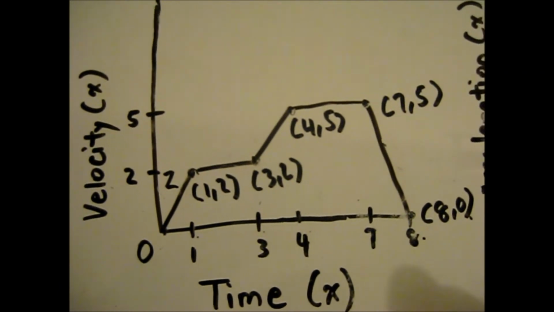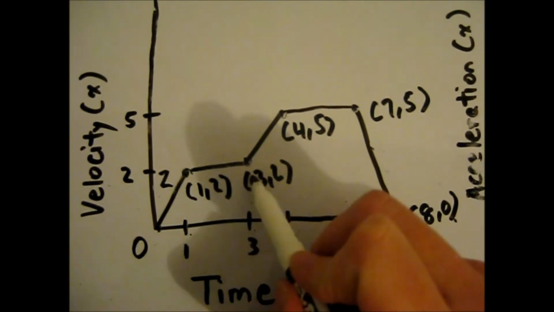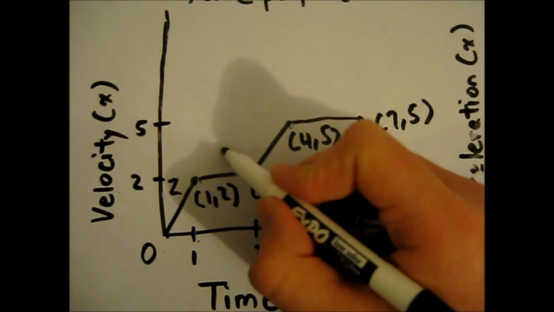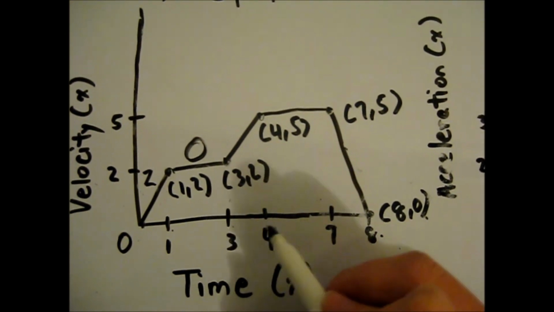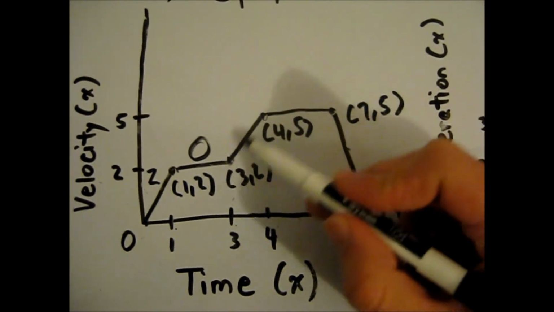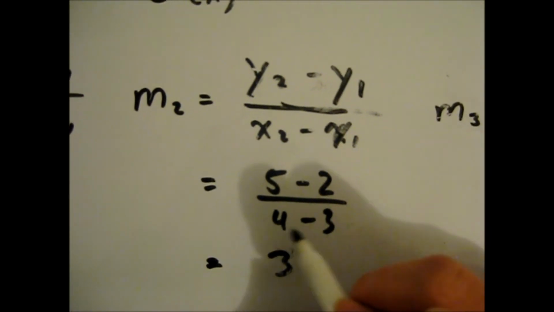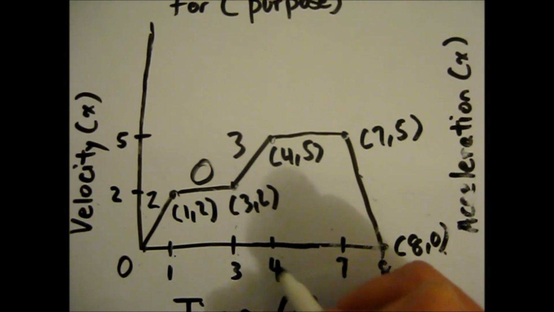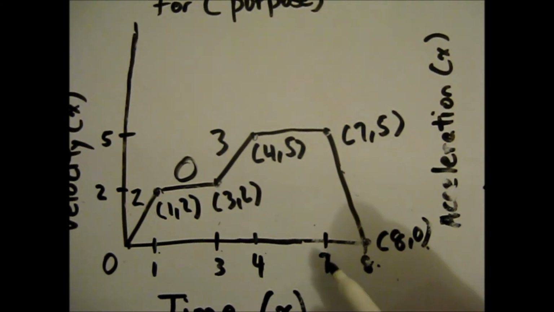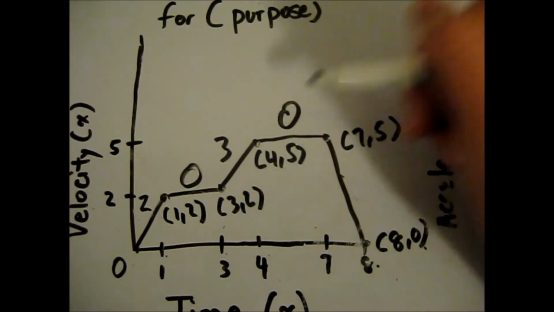Now, let's take a look from 1 second to 3 second. However, this is a horizontal slope, so that means there is no slope. So it becomes 0. Now, let's take a look from 3 to 4. We take these 2 points, plug it into the formula. 5 minus 2 over 4 minus 3 gives you a slope of 3. So, this slope from 3 to 4 is 3. Now from 4 to 7, it is again horizontal, so that means it's 0.